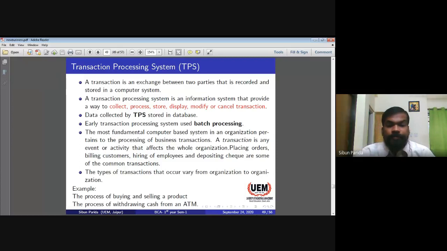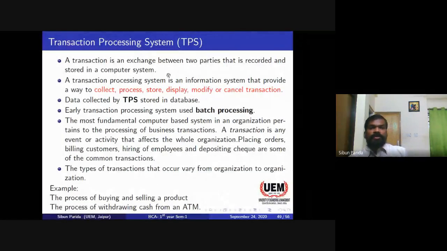So now coming to this part, we have learned that transaction processing, a transaction, is an exchange between two parties, buyer and seller. Okay. And here, who is the buyer and seller? Buyer and seller are made of a computer system. Okay. A transaction processing system is an information system which provides a way to collect, process, store, display, modify, and cancel transactions. And data collected by the transaction processing system is stored in a database, as I discussed. Early transaction processing systems used batch processing. Batch processing means transactions are done in a batch. As I told you, every day you are purchasing something, but in a whole month cycle, that bill is generated.